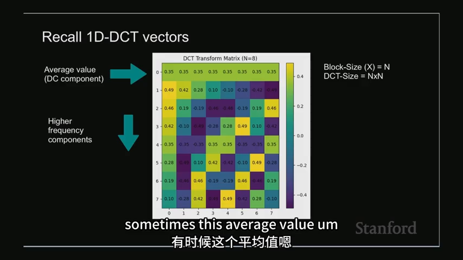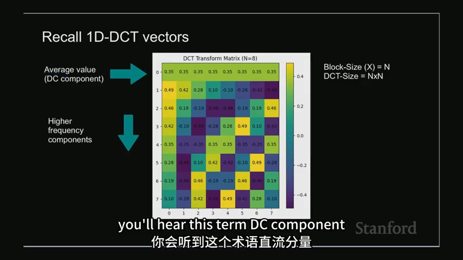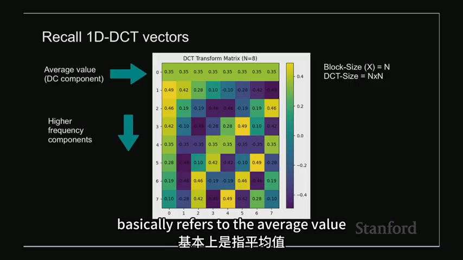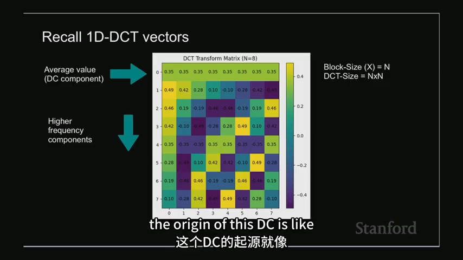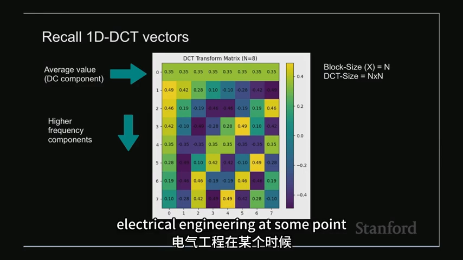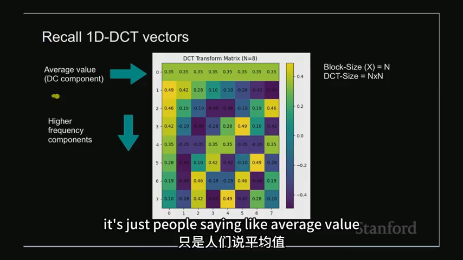Sometimes this average value, and you will hear this term DC component in a lot of multimedia compressors, basically refers to the average value. The origin of DC is direct current, if you have done electrical engineering at some point. But it's a very commonly used term. So if you see DC component, don't get confused. It's just people saying average value.